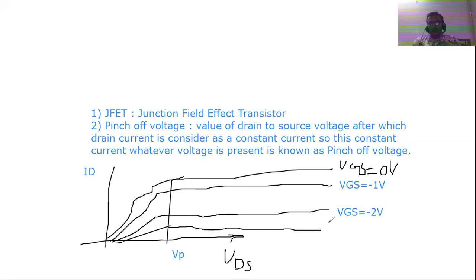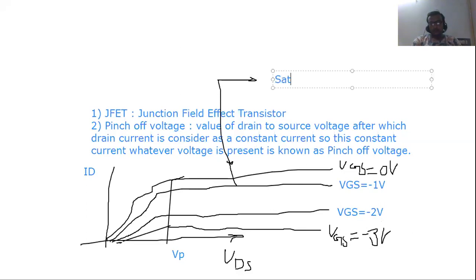See this. Here it is VGS equal to minus 3 volt. And below, at VGS equal to minus 4 volt, the drain current is equal to 0. So this is the characteristics of N channel JFET. This region is considered as the saturation region.